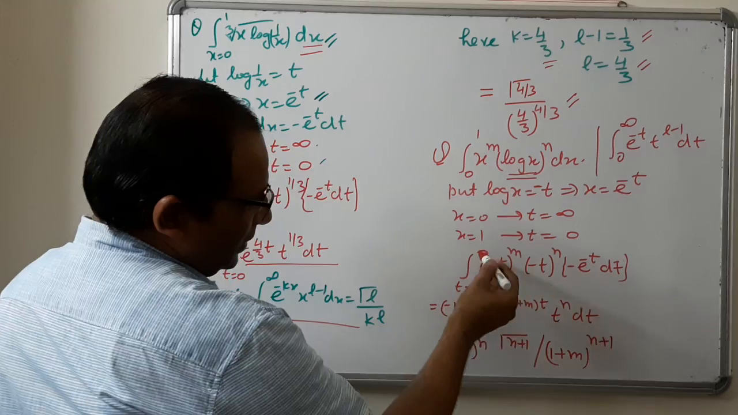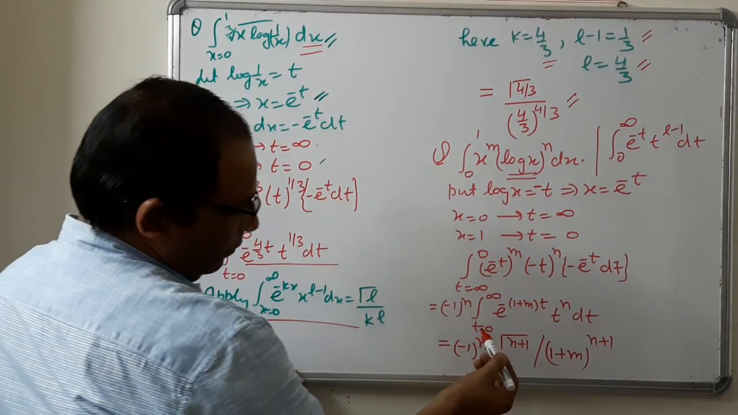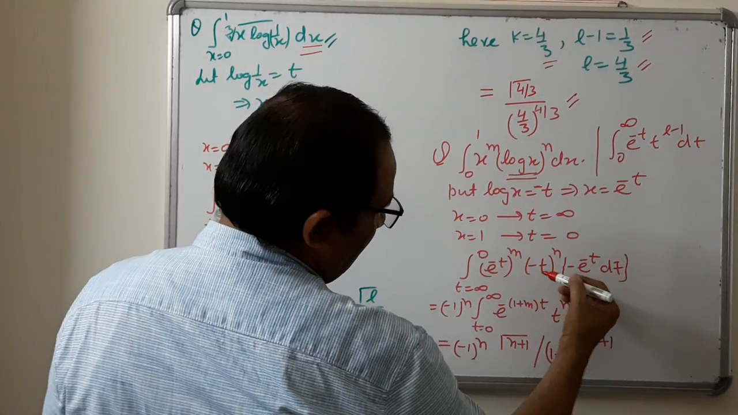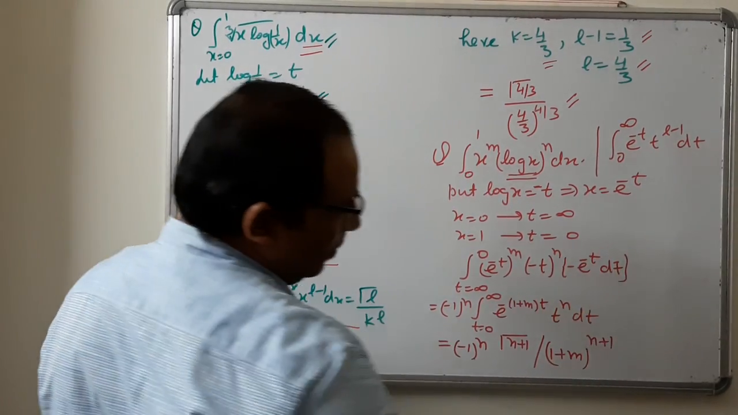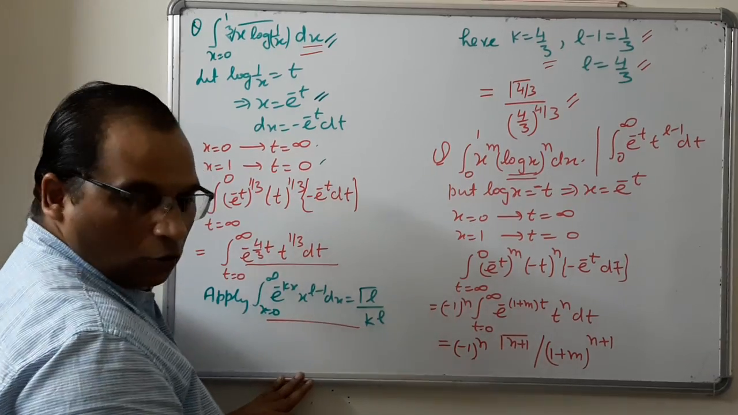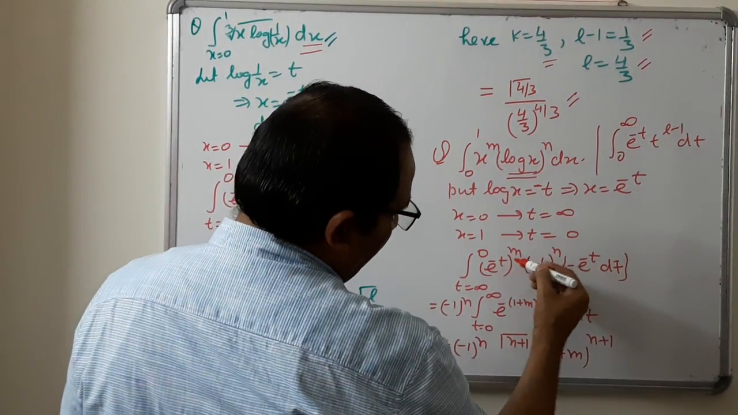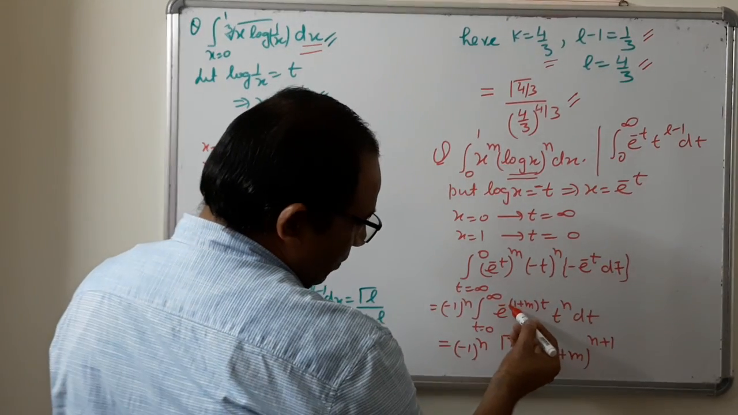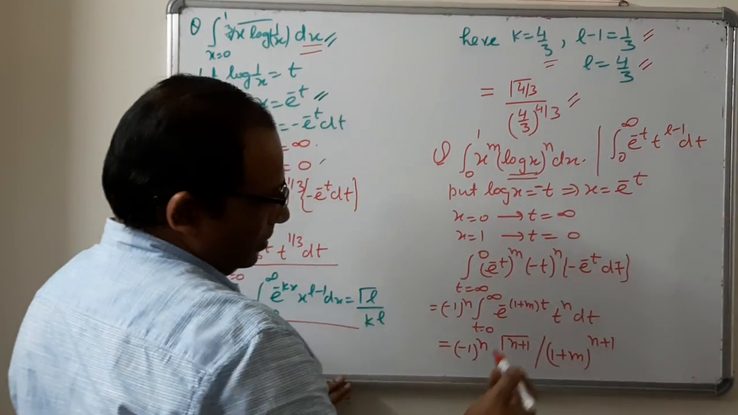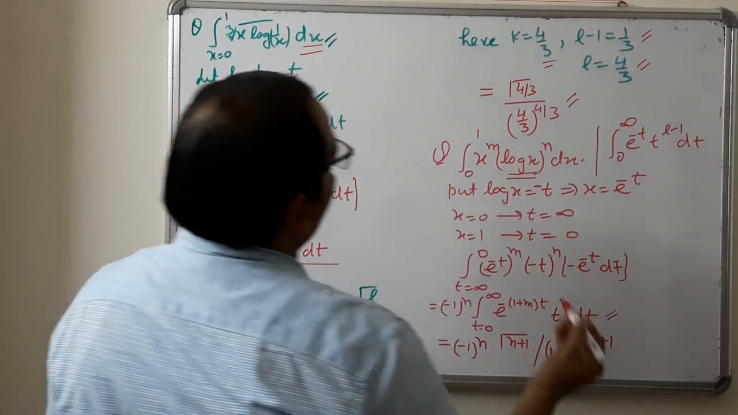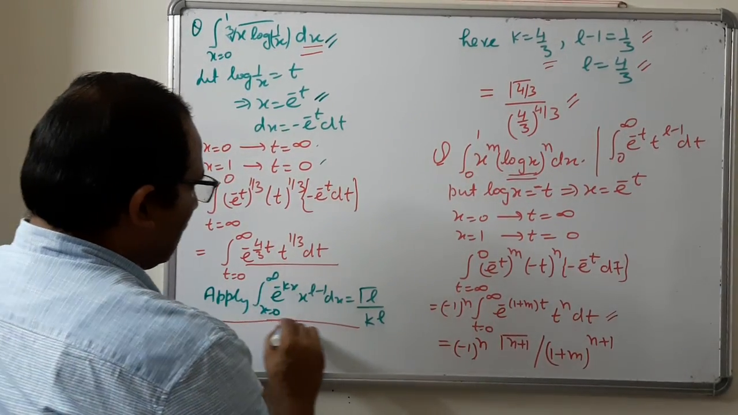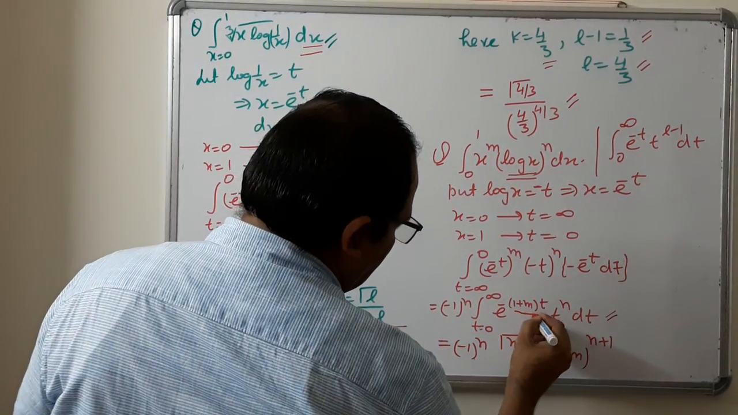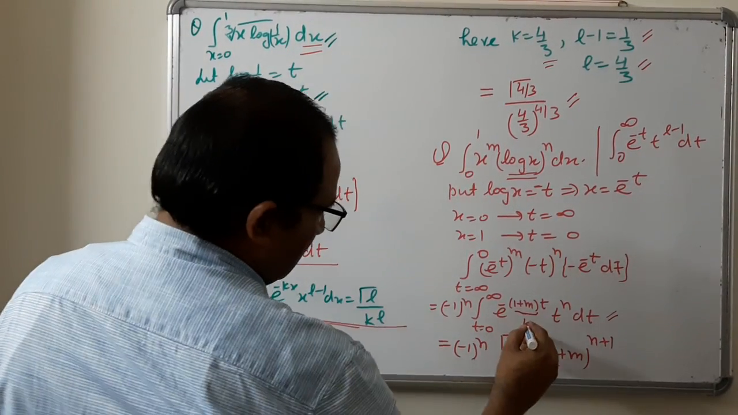Taking the minus sign and changing the lower and upper limits, we say t equal to 0 to infinity, and this minus t to the power n, we can write as minus 1 to the power n into t to the power n. So taking minus 1 to the power n common, e to the power, this is m into t and this is minus t. So taking minus t common, this is e to the power minus 1 plus m into t, and this t to the power n dt. Again apply the same formula. You can see here k is equal to 1 plus m. This value is k, right?